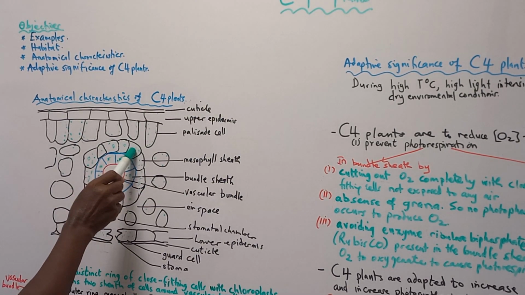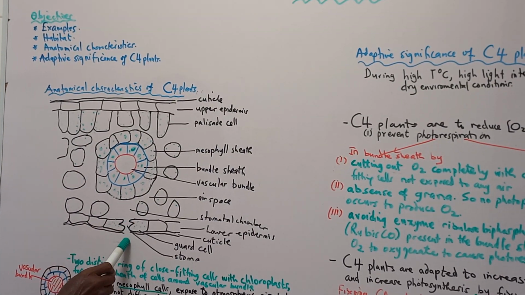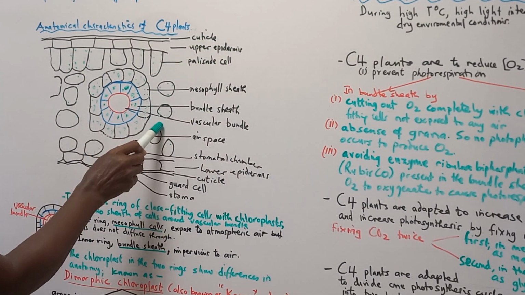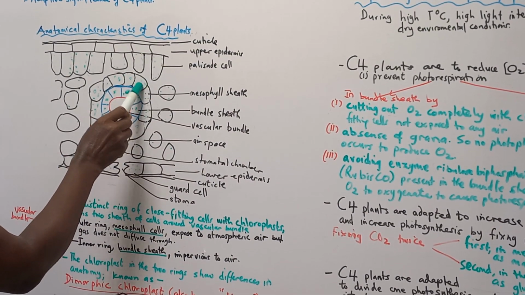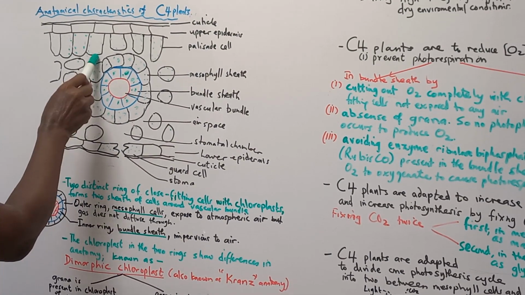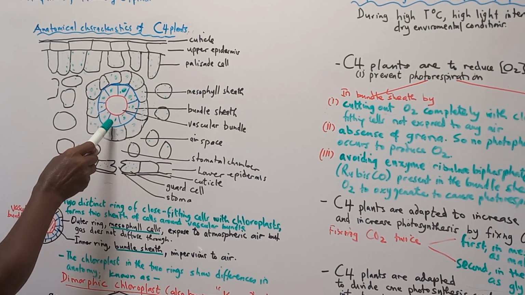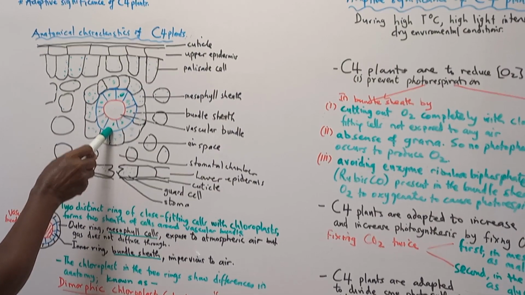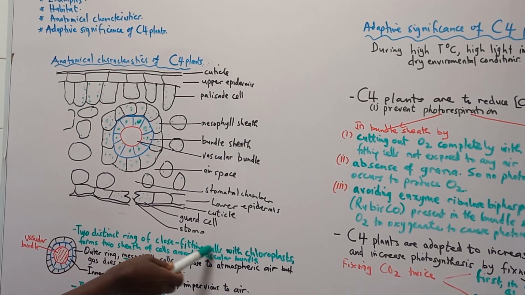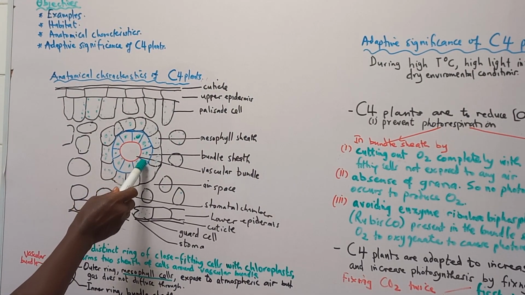And you see the outer ring of close-fitting cells is exposed to air because atmospheric air comes in here and fills these intercellular spaces, and the mesophyll cells are so much exposed to the atmospheric air. But look at the inner ring, that is the bundle sheath. They are not exposed to air at all, and they are very close-fitting cells. Now, these two rings of close-fitting cells around the vascular tissue have chloroplasts in them.